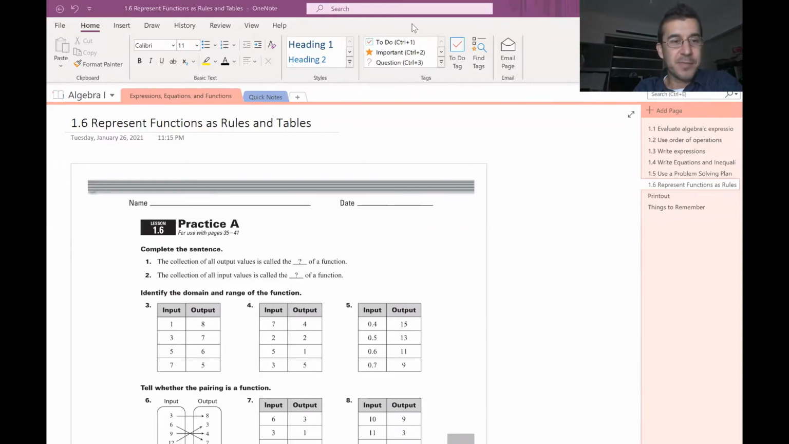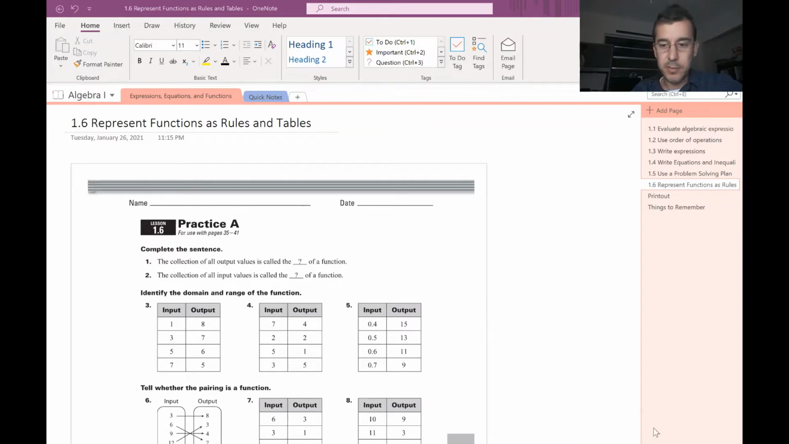This is Oliver. We are learning algebra by working through problems from the Larson textbook. Today we're doing section 1.6, which is to represent functions as rules and tables. So let's start. Today we're going to do practice A.